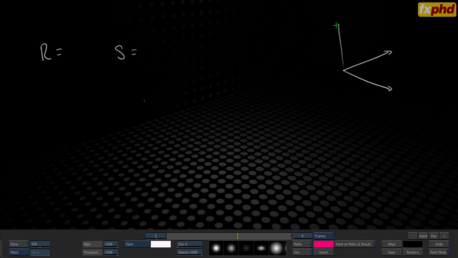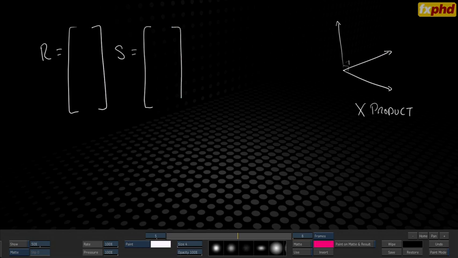T is going to be coming up 90 degrees to that one and 90 degrees to that one. And I'm going to use the cross product for that. Now, the thing about the cross product is that we need to write out some vectors so we can see what it does. So let's do that. Let's write out two vectors.